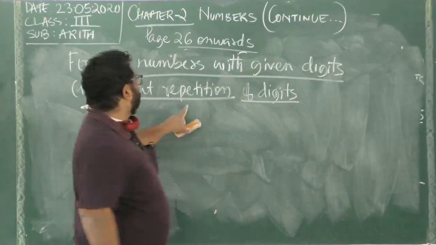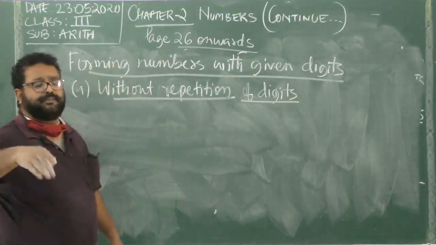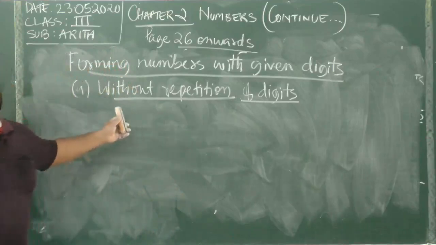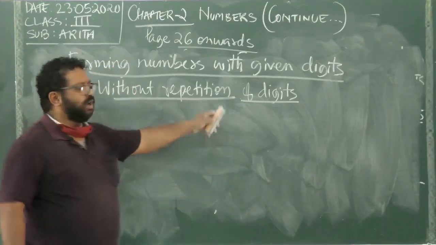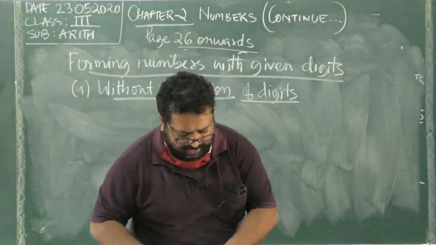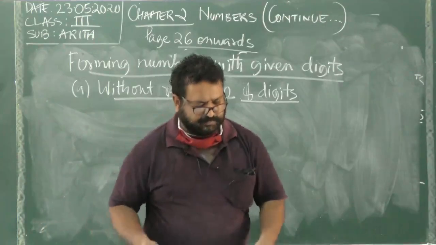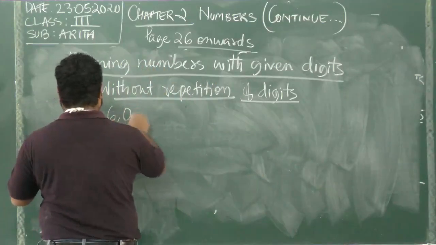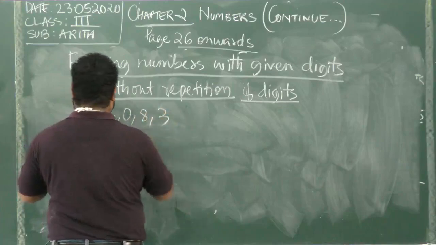Now the word repetition means when we keep on repeating. But here we cannot repeat, without repetition of digits. So what do we get? What do we have first? Suppose we have 6, 0, 8 and a 3. All right.